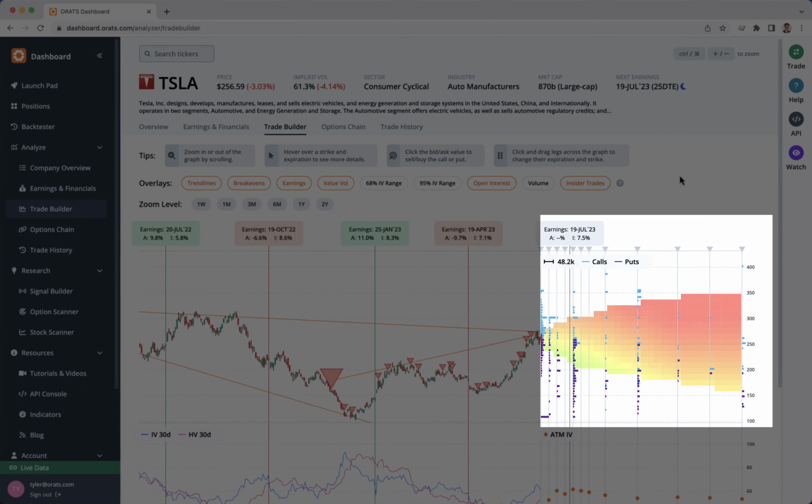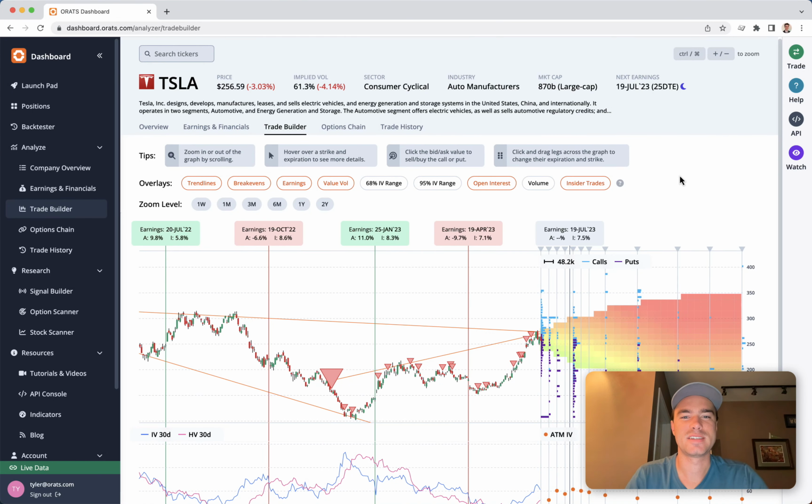The right side of the graph will show you the full options chain, complete with future expirations, strikes, volatility information, and details for every option. I cover these in more detail in a separate video. In this video, we'll be looking at more of the historical side of the graph.